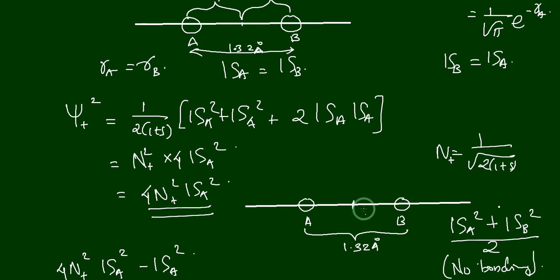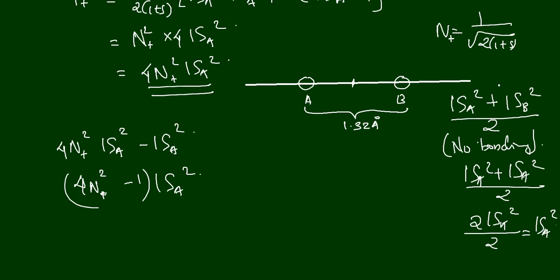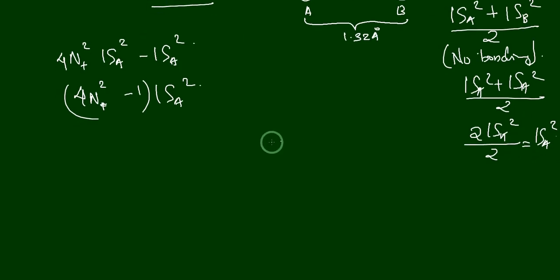Right? Now if molecular orbital formation had not happened, what we expect is just 1s A square. But the present 4n square into 1s A square is more than that. That is, in between the nuclei there is a build up of the electron density. So in between nuclei A and B, there is a buildup of the electron density.